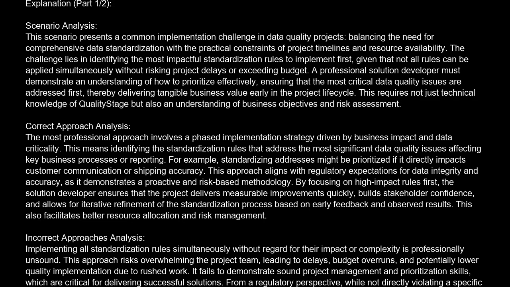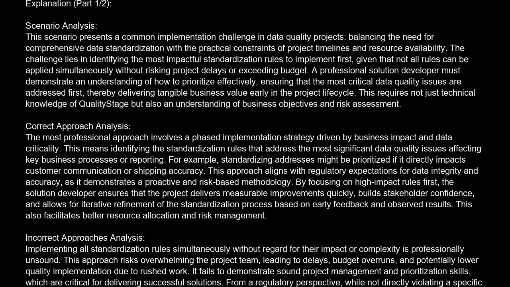Correct answer is D. Prioritize standardization rules based on their potential to address the most significant business impacts and critical data elements, implementing them in iterative phases. Explanation. Scenario analysis. This scenario presents a common implementation challenge in data quality projects, balancing the need for comprehensive data standardization with the practical constraints of project timelines and resource availability. The challenge lies in identifying the most impactful standardization rules to implement first, given that not all rules can be applied simultaneously without risking project delays or exceeding budget.